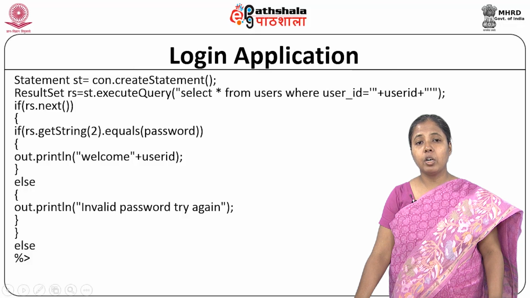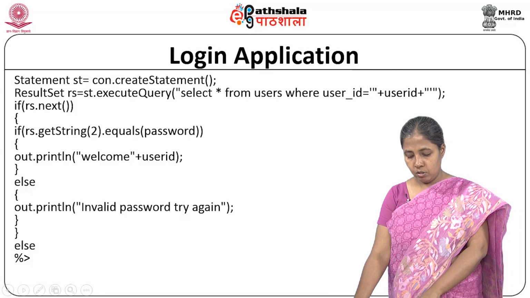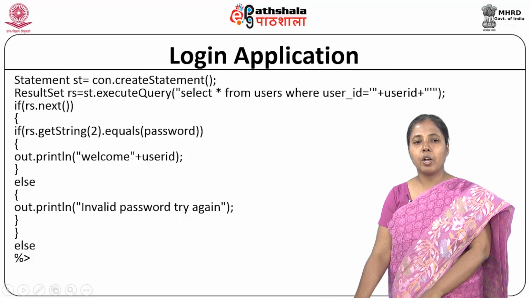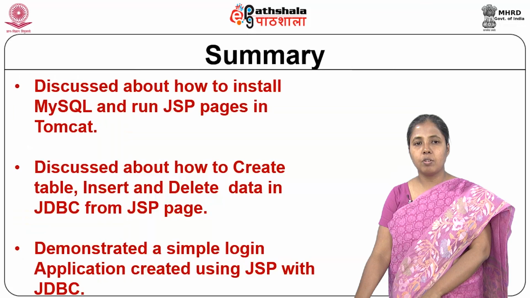Given the user ID, the query would retrieve all the records where user ID is the given ID. Now, you check that retrieved record, it checks the password, and then it says welcome user ID if the password is correct, or invalid password, try again. So, this is the output.